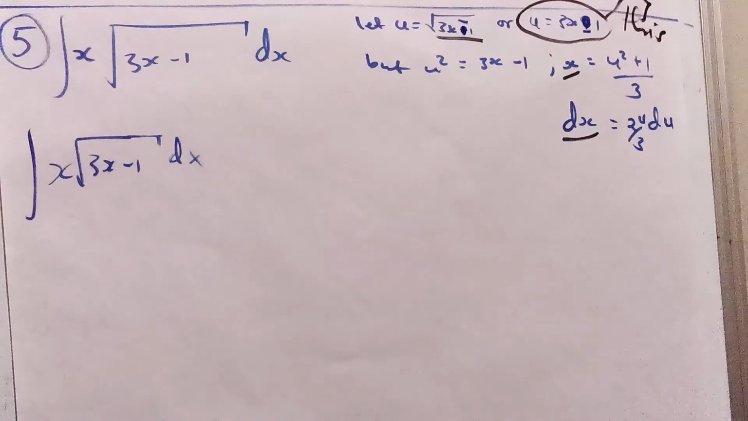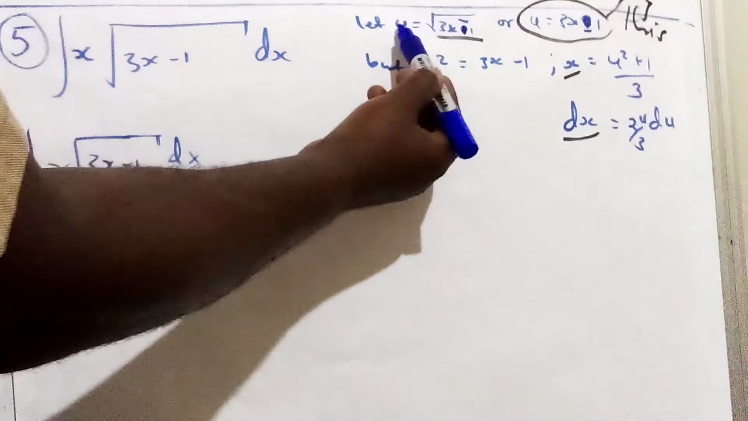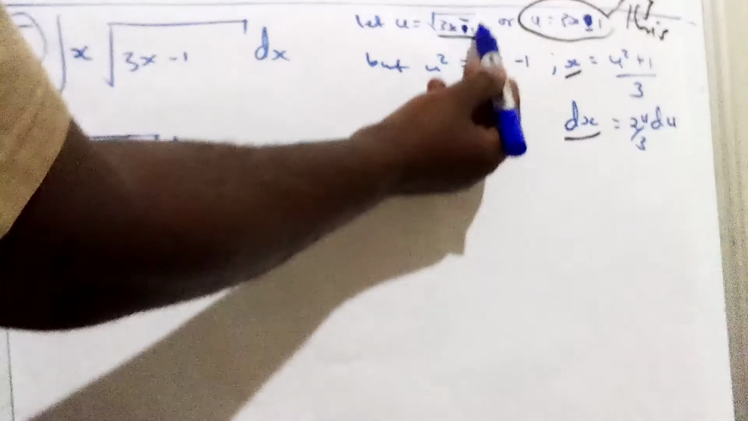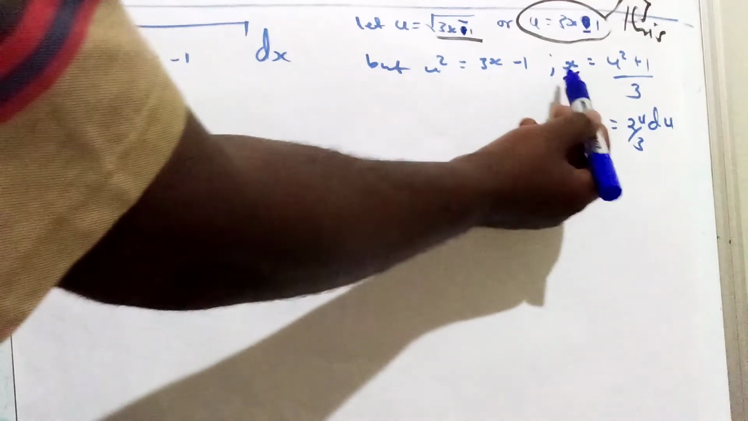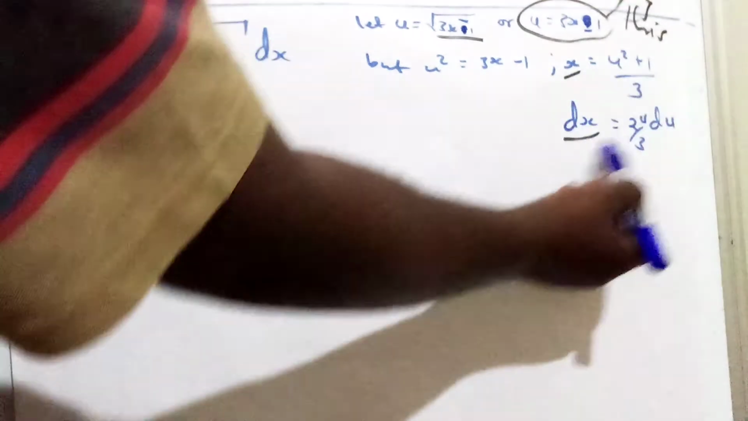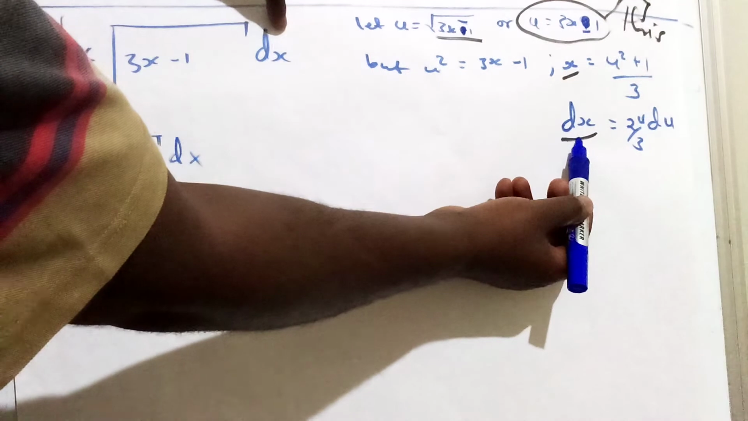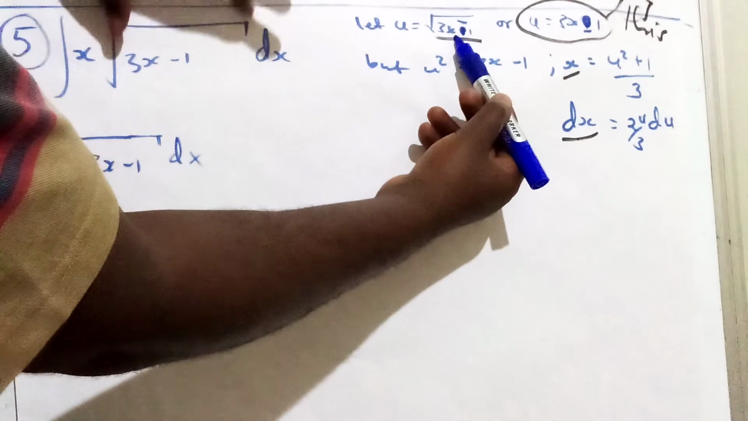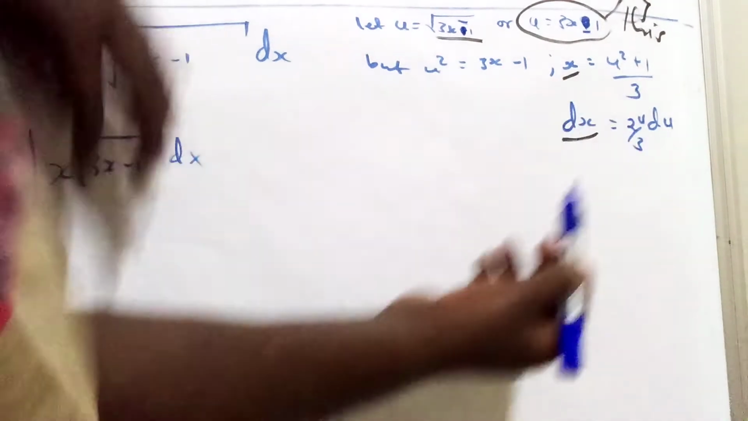Now, you can also try what I'm going to do. We are going to take u as the square root of 3x minus 1. We shall square both sides to have u squared as 3x minus 1. We shall make x the subject. X is that, and then get dx, 2u over 3. So we shall substitute for dx here. We shall substitute for the square root of 3x minus 1 as u. We shall substitute for this x as u squared plus 1 over 3.